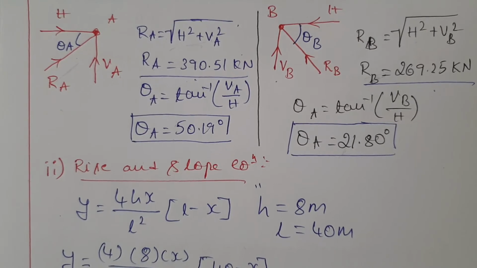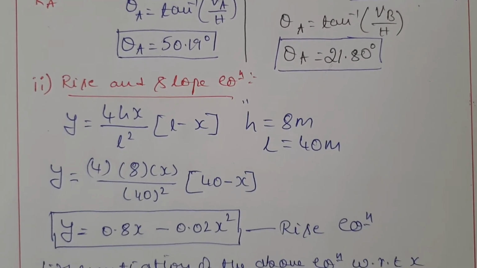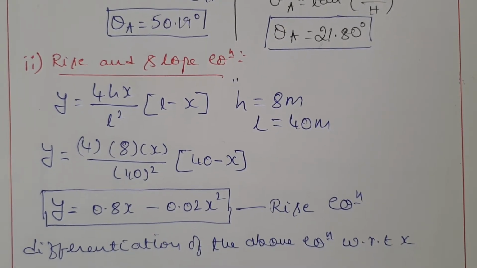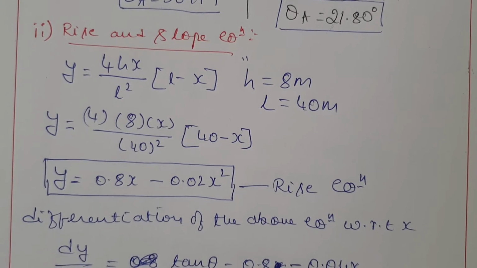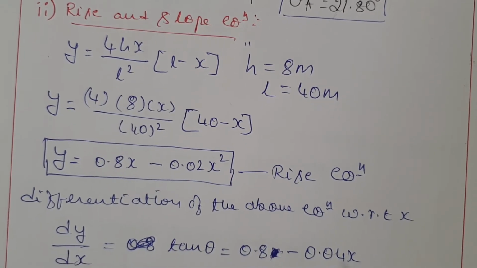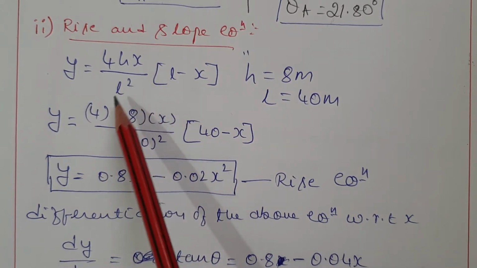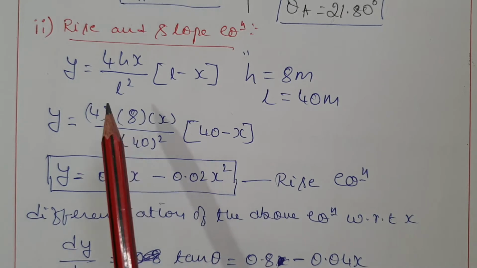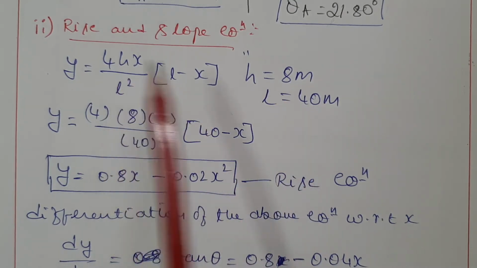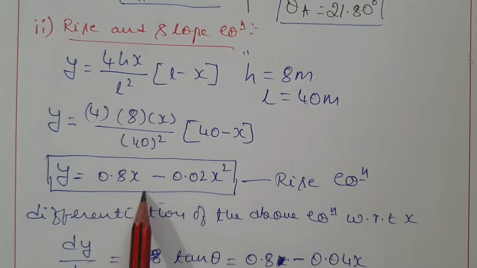In the question it is clearly given that it is a parabolic arch. So if it is a parabolic arch, we know the equation for y, that is the vertical equation. So y will be equal to 4hx divided by L square, whole multiplied by L minus x. L is the span, that is 40 meter. H is the rise, it is 8 meter. Substitute all these values, you will get this equation.